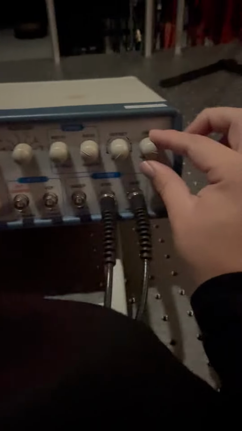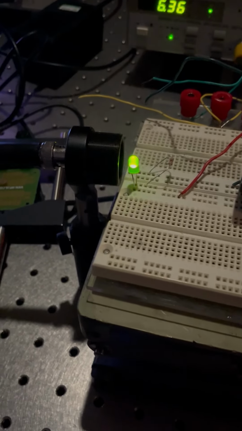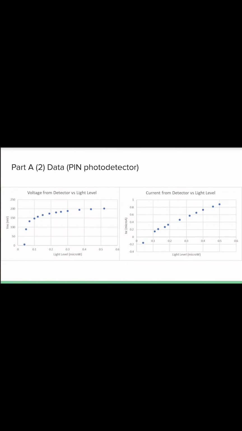Okay, so for part 2, we used a PIN diode, and we measured both the voltage and current from our PIN diode, detecting an LED as we varied the light level. We found a linear relationship for current and light level, and we found a logarithmic growth relationship for voltage and light level. And this is what we expected to find.